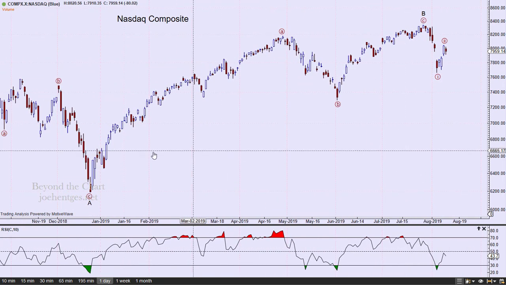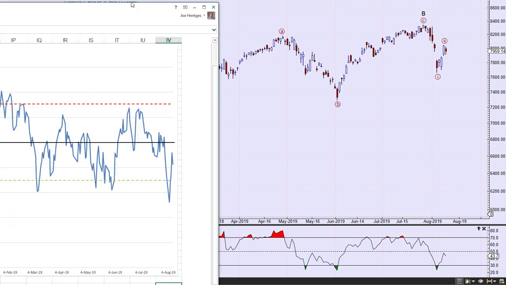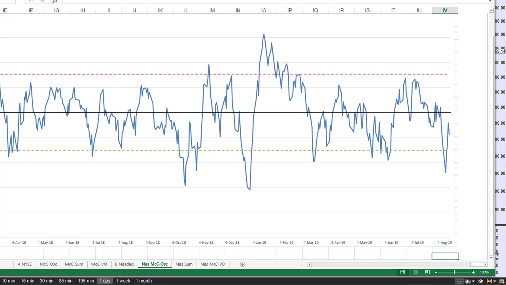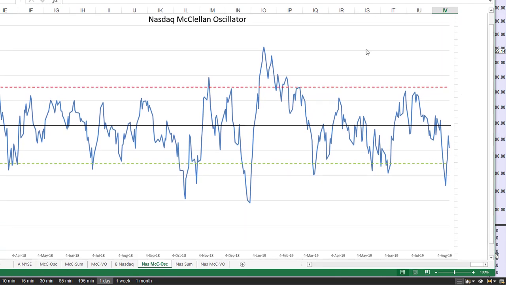Let's take a look at the McClellan Oscillator and see what one of those indicators that I watch on a regular basis is telling us. Okay, so let me zoom in a little bit so you can see the title. This is the Nasdaq McClellan Oscillator.